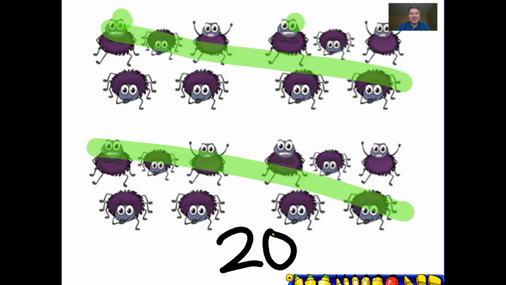20? Great job. Here are some ants, and those ants are in 5 groups, but 2 5 groups make a 10, friends. Count how many 10s there are and write out the number. Press pause to work it out. Press play to check your answer.